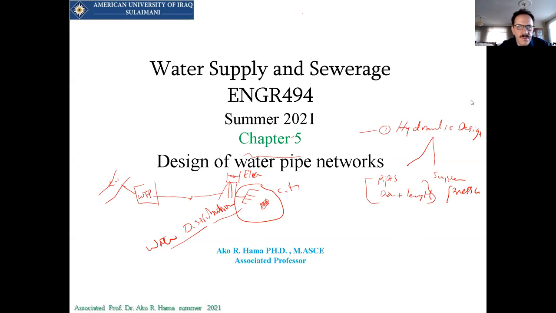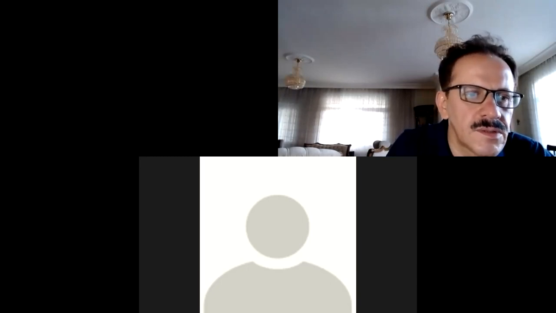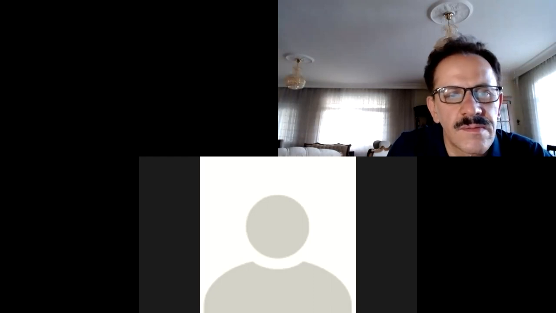Now, why do we need an elevated tank, or such a kind of storage tank? Let me make it cleaner. Why do we need an elevated tank? Usually you can see that tanks in Slemani are high elevated tanks. So we need to have at least a sufficient amount of water already there.